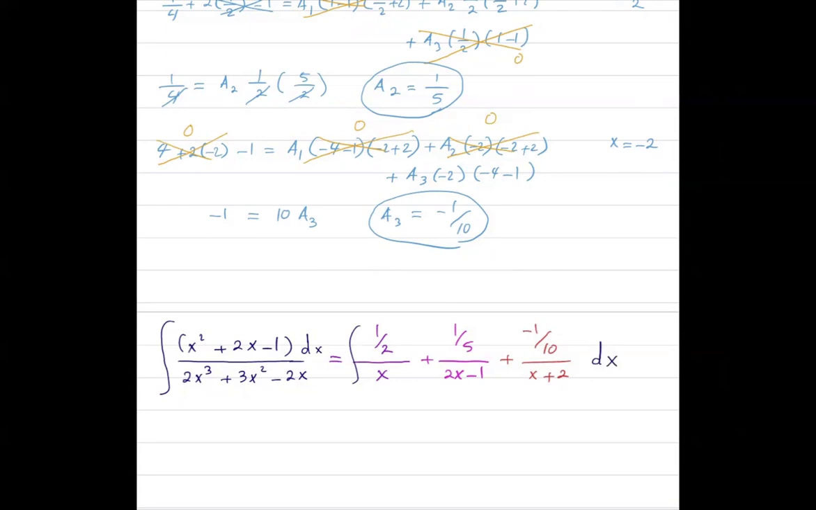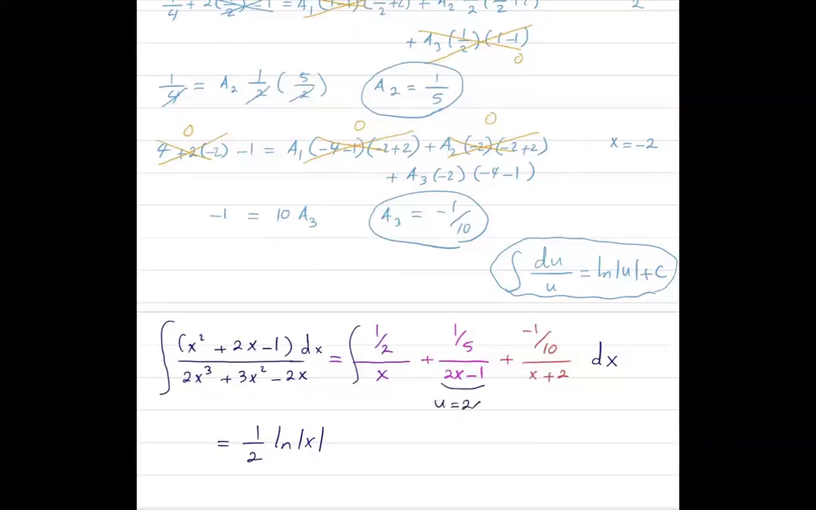But these integrals should be easy for you because these are all ln. The integral of du divided by u is ln of absolute value of u plus c. So the very first integral is a half ln of absolute value of x. The second integral, please pay attention here. If you take u to be 2x minus 1, du is equal to 2 dx. So dx is equal to du divided by 2. So you end up with a 10th, 1 over 10, ln of absolute value of 2x minus 1.